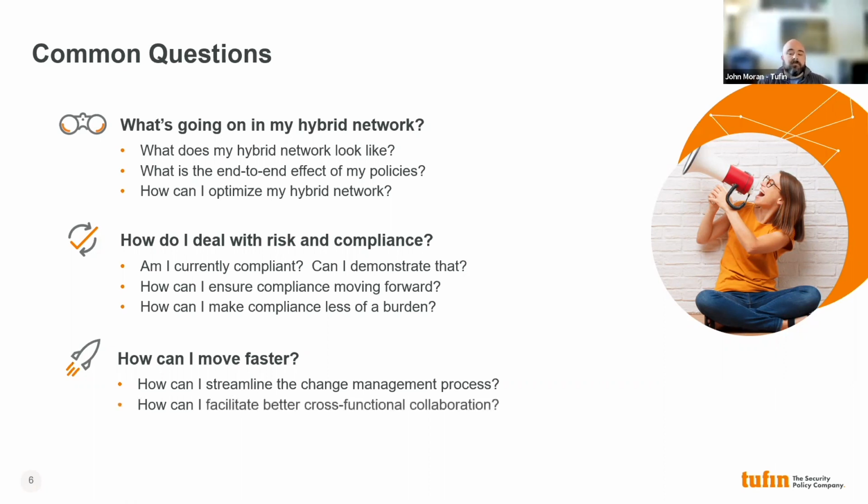And how can I facilitate better cross-functional collaboration? How can I break down those silos, right? We talked about those silos introduce friction, and that reduces speed. So if I can increase my cross-functional collaboration, I can get better speed, I can get better agility, I can make better decisions, and it's much easier to maintain compliance.